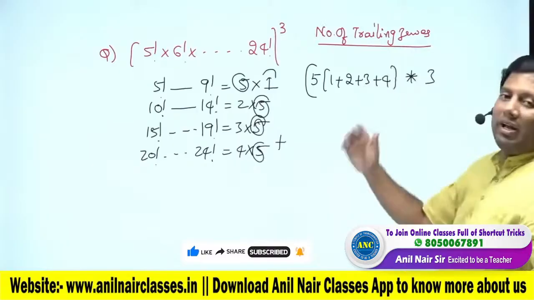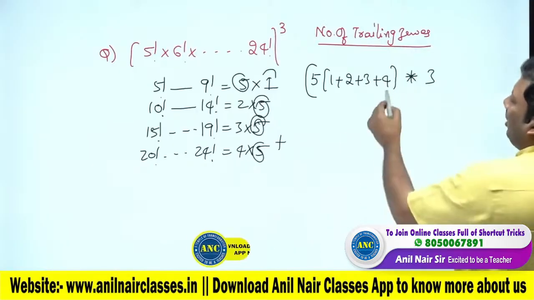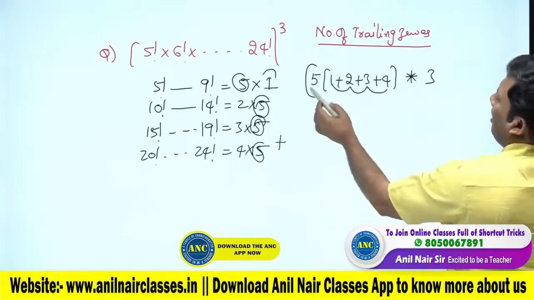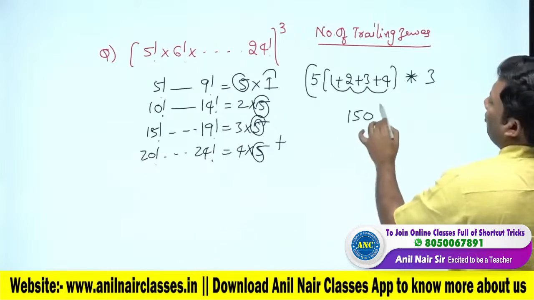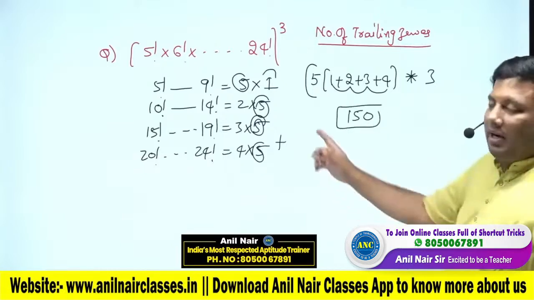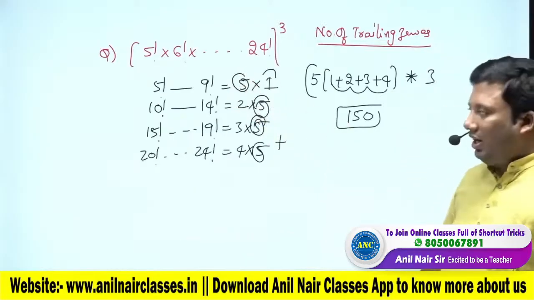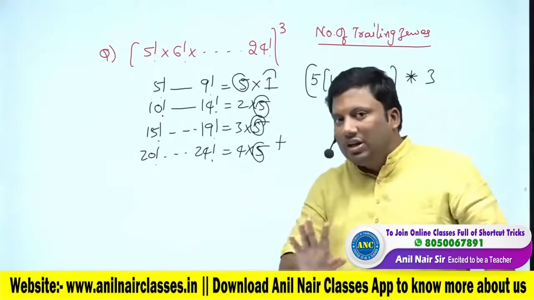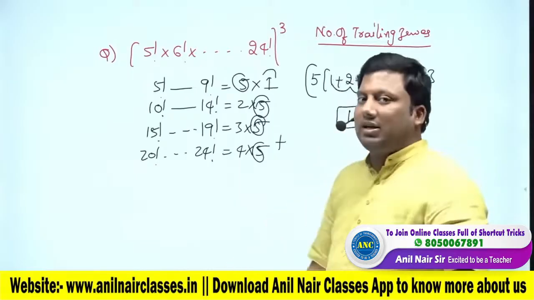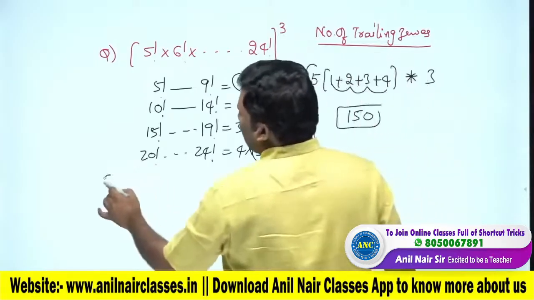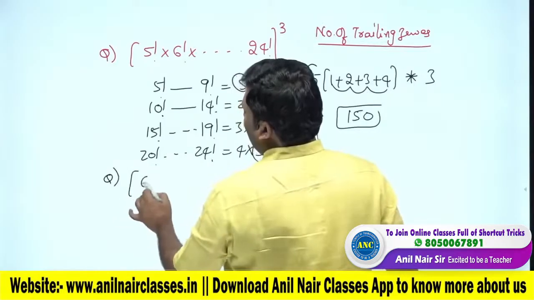A power m power n becomes m into n. So 10 5s are 50, 50 3s are 150. How many trailing zeros will there be for this expansion? It is 150. It is not difficult; with a little practice, you can solve it very easily.